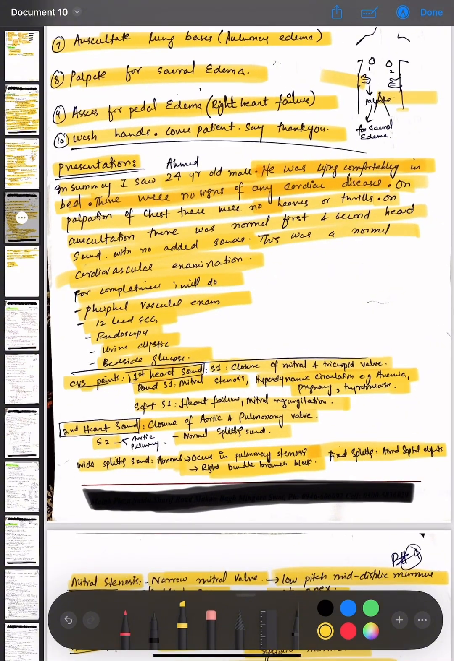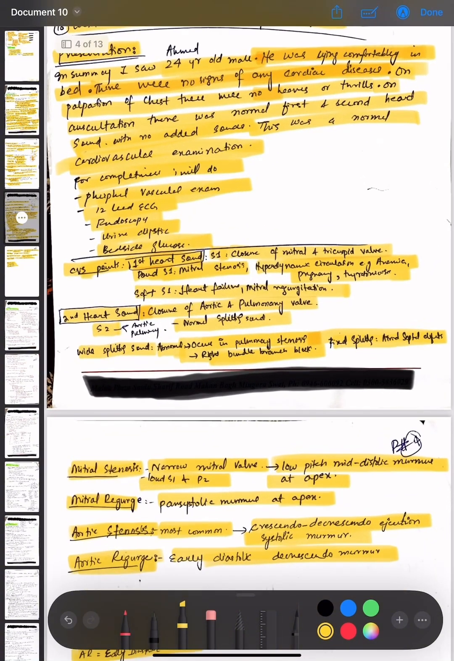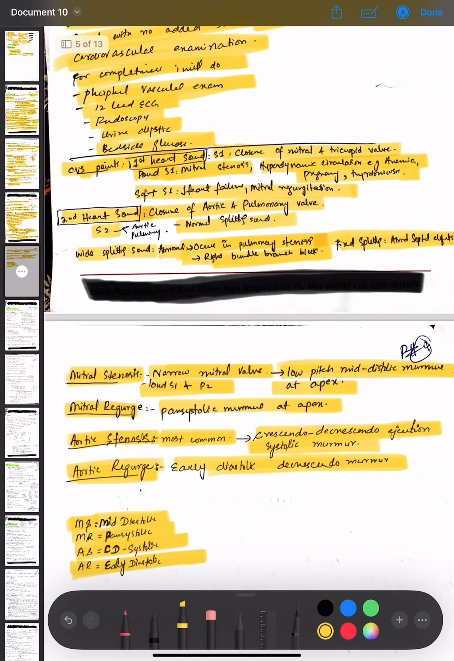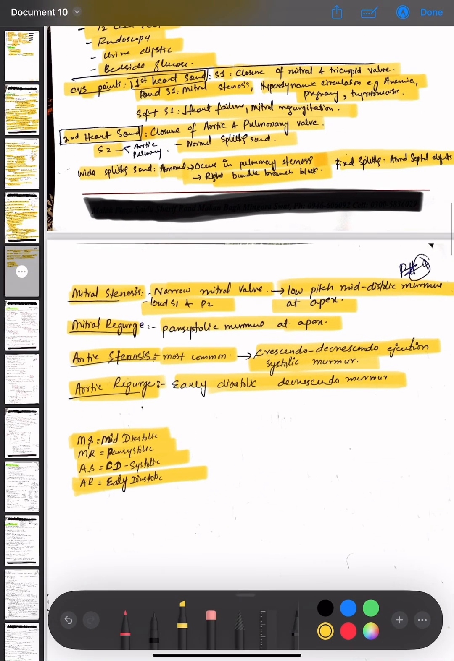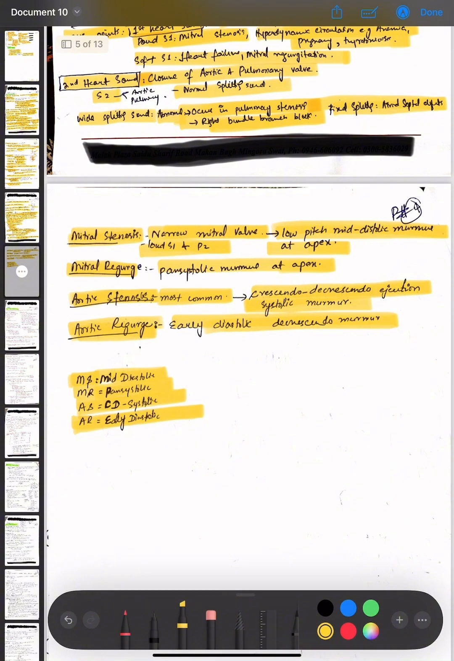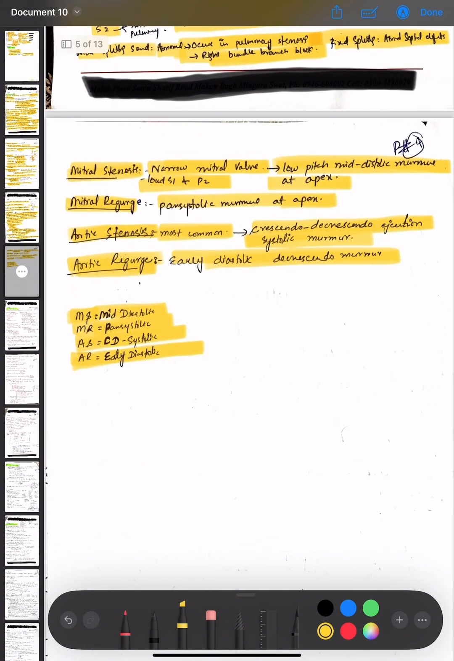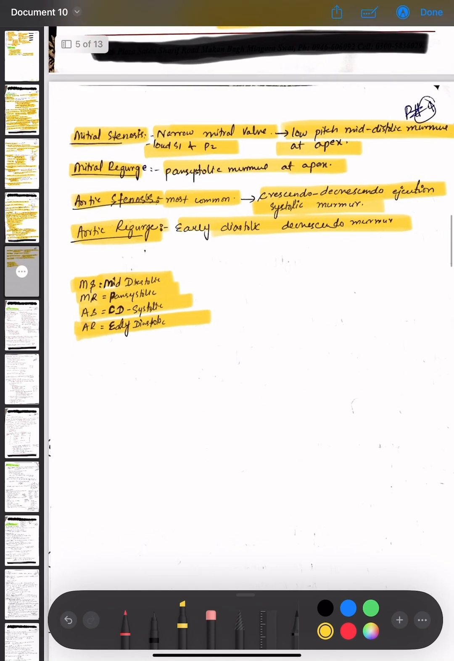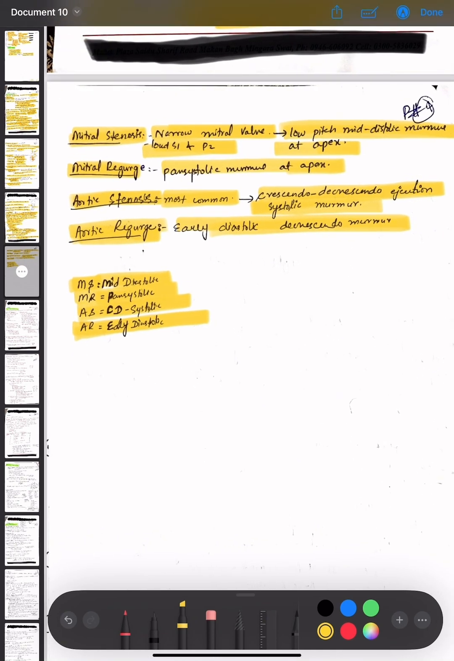Then you have to present your case. The important CVS points that you should know are what the first heart sound is, what the second heart sound is, and in what cases it is loud and soft, and in what cases it is wide splitting. Then what happens in mitral stenosis, mitral regurgitation, aortic stenosis, and aortic regurgitation, and what the important murmurs are that are present in the following disorders.